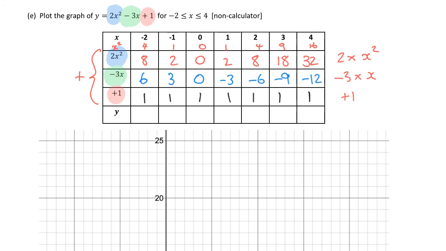So 8 plus 6 plus 1, that's going to be 15. 2 add 3 add 1 is 6. 0 and 0 and 1 is 1. 2 take away 3 add 1 is 0. 8 take away 6 add 1 is 3. 18 take away 9 plus 1 is 10. And then 32 take away 12 add 1 is 21. So our coordinates, which are all the x values, so we get minus 2 up to 4, and the corresponding y values 15 to 21. So then we'll have to plot these and then join them up.